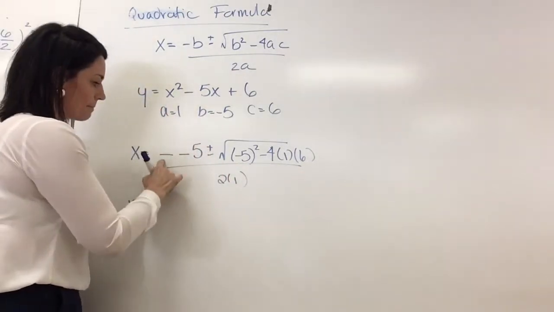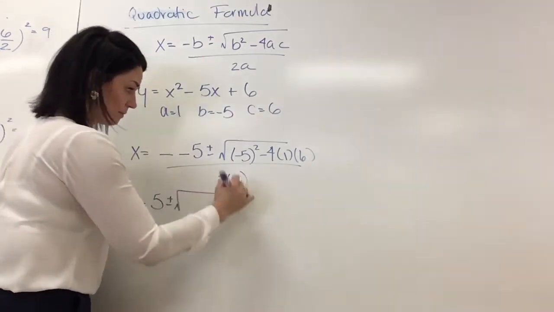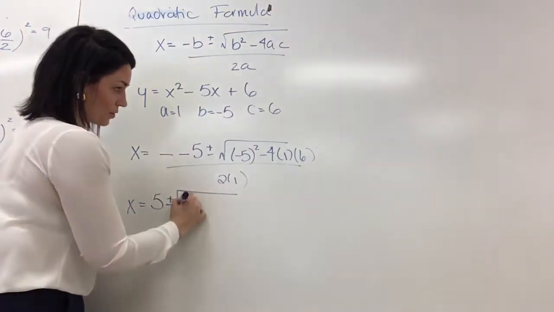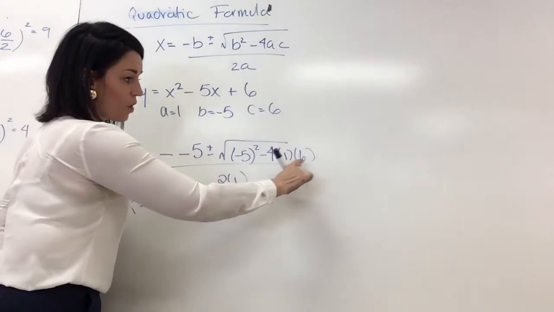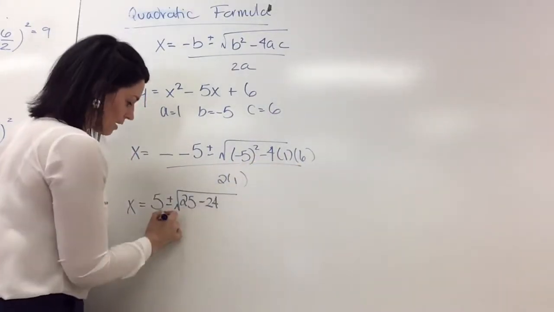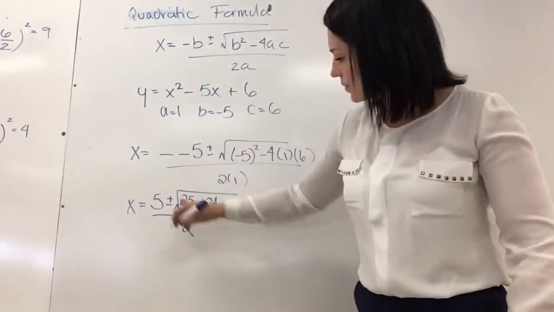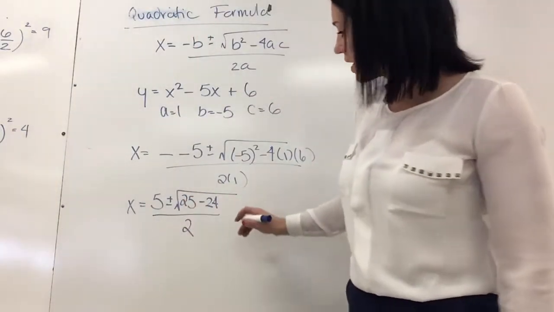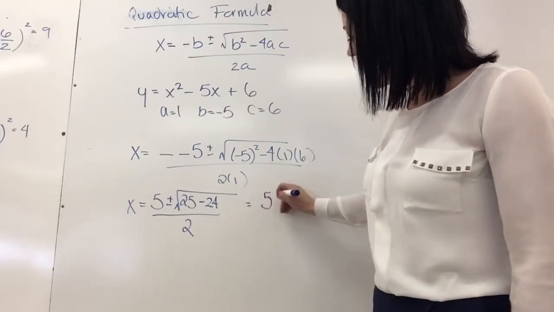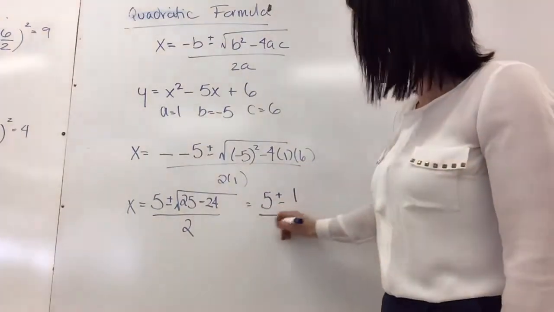So x equals minus 5, which is going to make the plus 5, plus or minus the square root. Minus 5 squared is 25. 4 times 1 times 6 is 24, so minus 24. I always do these pieces separately. 2 times 1 is 2. Then I'm going to deal with what's happening in here. 25 minus 24 is 1. So I have 5 plus or minus the square root of 1, which is 1, over 2.